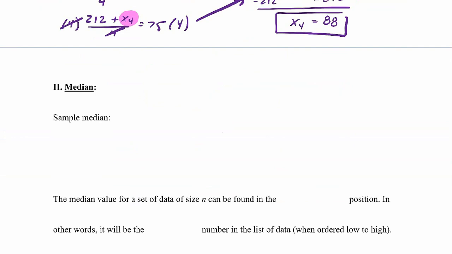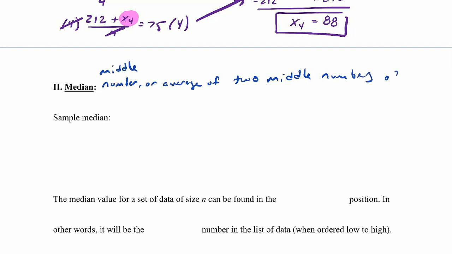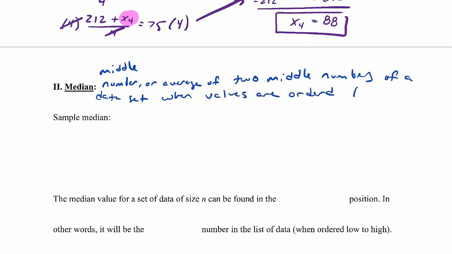Now, the median is another measure of central tendency, and sometimes instead of seeing what the numeric average of all our values is, we actually look at the middle value. So the median is the middle number or the average of the 2 middle numbers of a data set when values are ordered low to high.